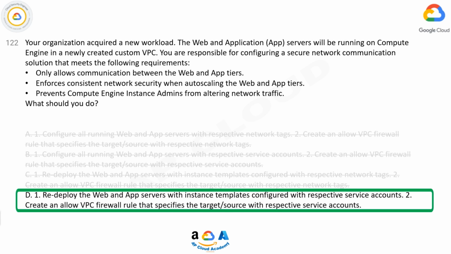Correct answer is D. 1. Redeploy the web and app servers with instance templates configured with respective service accounts. 2. Create and allow VPC firewall rule that specifies the target/source with respective service accounts.